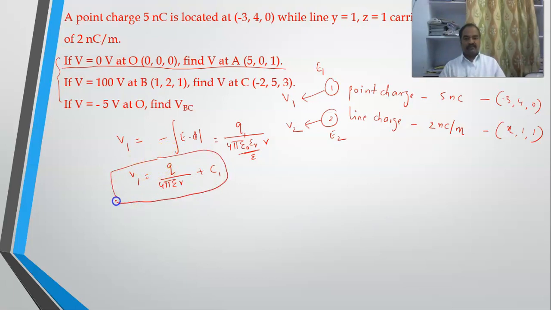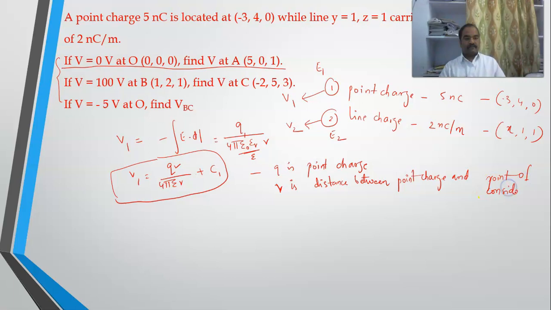Now in this one, what is the value of Q? Q value is the point charge. Here Q is the point charge, and R is the distance between the point charge and the point of consideration, isn't it? So this is how we will determine V1.